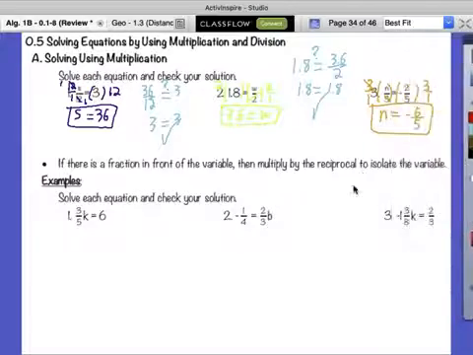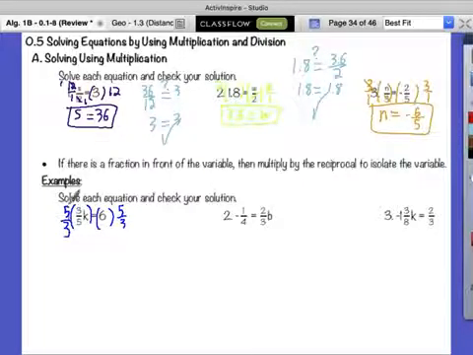So we're going to solve this equation: 3/5 k equals 6. There's a fraction in front of it, isn't there? So what's it tell us to do? Multiply by the reciprocal. What's the reciprocal of 3/5? 5 over 3. So we're going to multiply by 5 over 3, and we're going to do it to both sides.